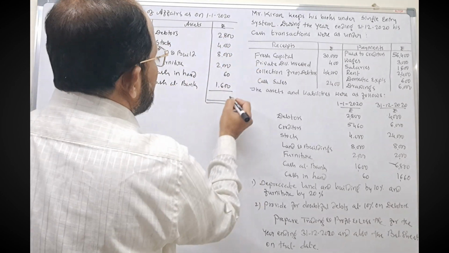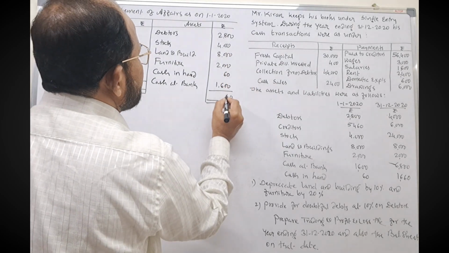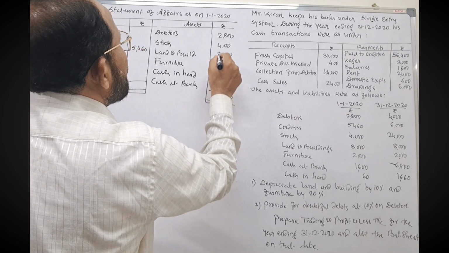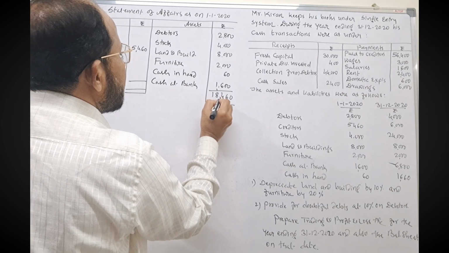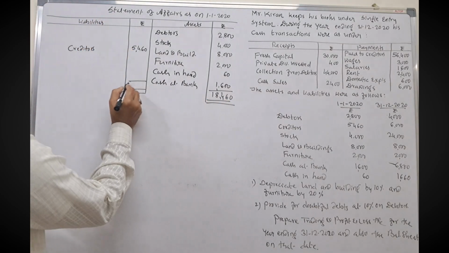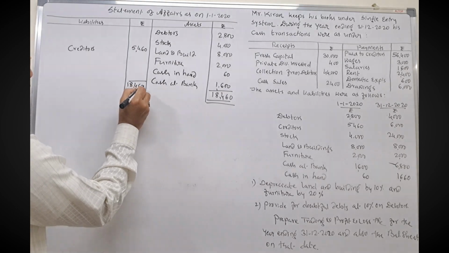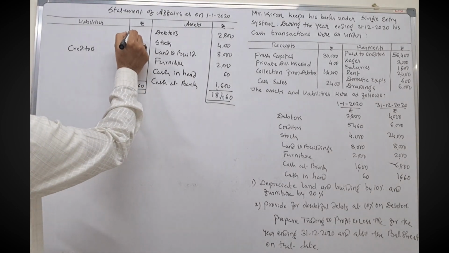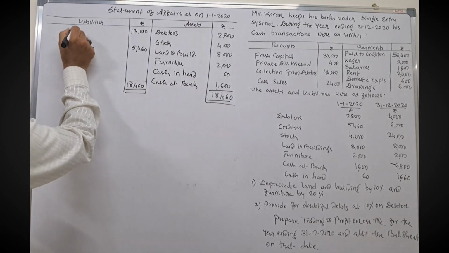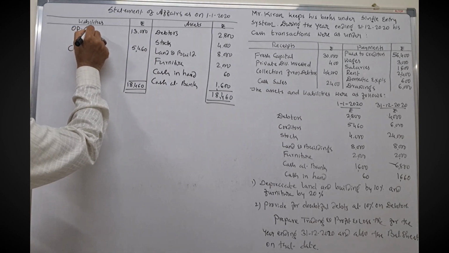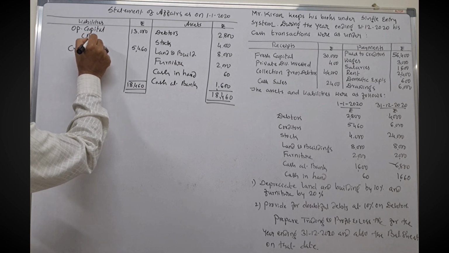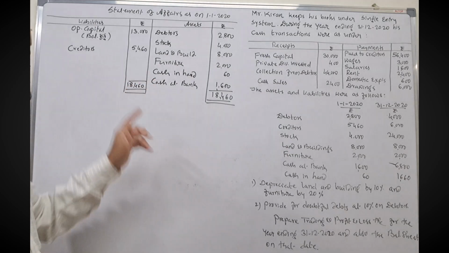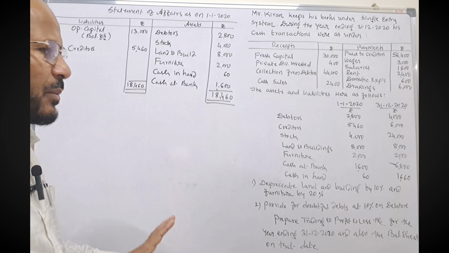Make the total of this: 0, 6, 0, 6 plus 8, 14, 1 remains. 2, 4, 12, 16, 18. 18,460 is on the asset side. Here you write 18,460. Here you see 5,460 is there. The difference figure is 13,000 we are going to get. This is nothing but the balancing figure. This I write as opening capital. Actually, this was not given. By preparing the opening statement of affairs, we found out the opening capital. First part is completed.